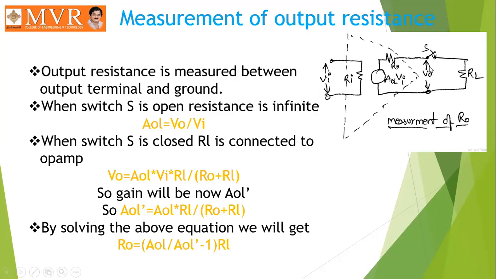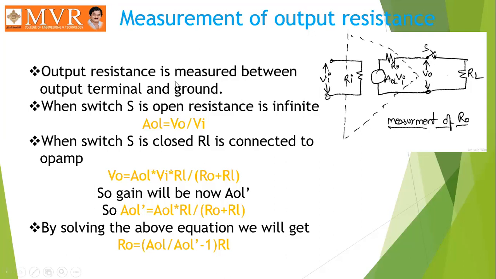For this circuit, we are going to connect a resistor RL through a switch. If RL is connected, what will be the current, and what will be the value of output resistance? And if RL is removed, what will be the value of output resistance? We are going to see.